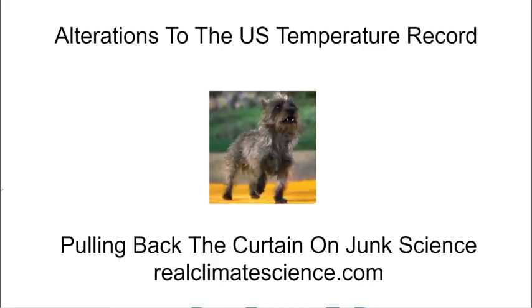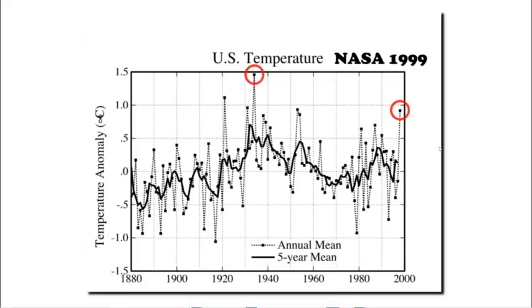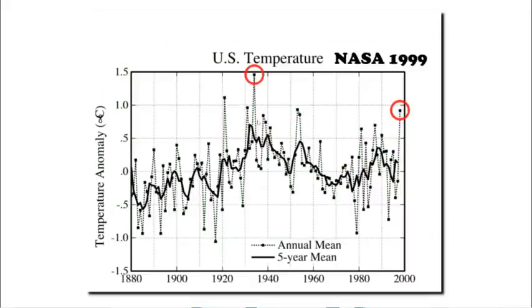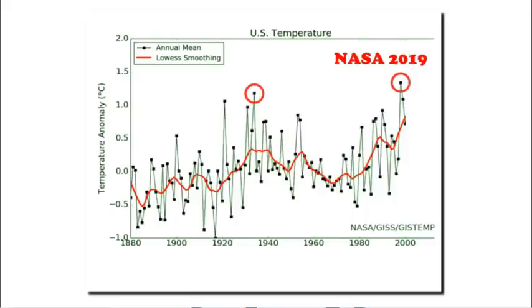This is part 2 of a 3-part series showing the alterations to the U.S. temperature record being made by government agencies. In part 1, I showed how government temperature graphs have changed over time. 20 years ago, NASA showed that the United States had cooled from the 1930s through the end of the 20th century, but now they show warming during that same time period. This is essentially the same data set which they were using in 1999, but what's happened is that NOAA and NASA are altering the temperature data. By altering the data, they turn cooling into warming.